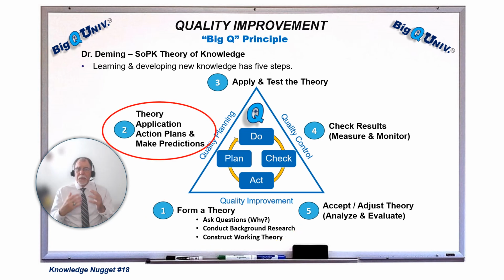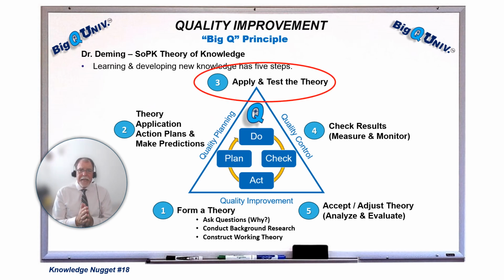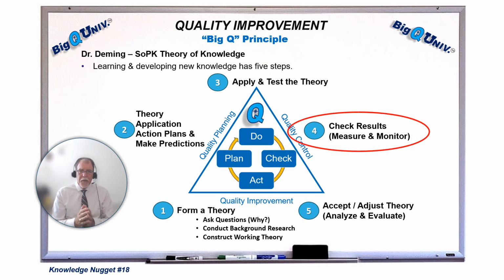Step number 2 is about planning for the application of the theory. So creating action plans regarding the changes that we theorized could be made to improve the results, and then making predictions on what impact those changes will have on the process. In step number 3, we apply and we test the theory through the implementation of the action plans. In step number 4, we check the results of our test through measuring and monitoring provisions.